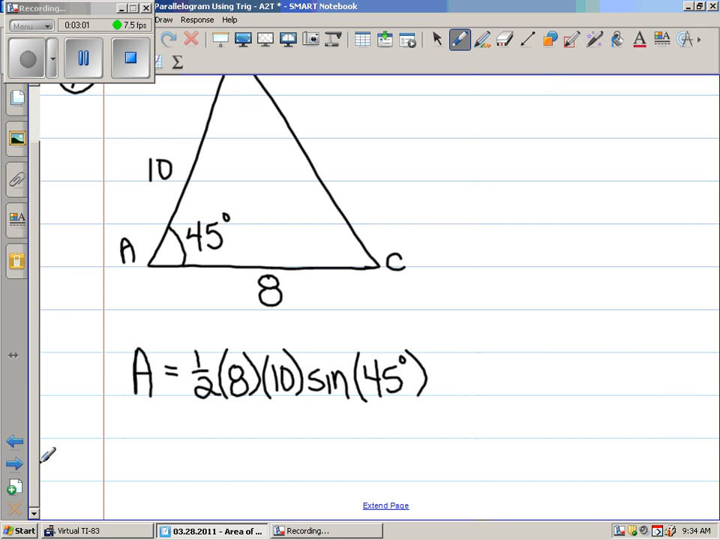Okay, is this easy or what? So this is 28.3 units. We should have this part. Units squared.